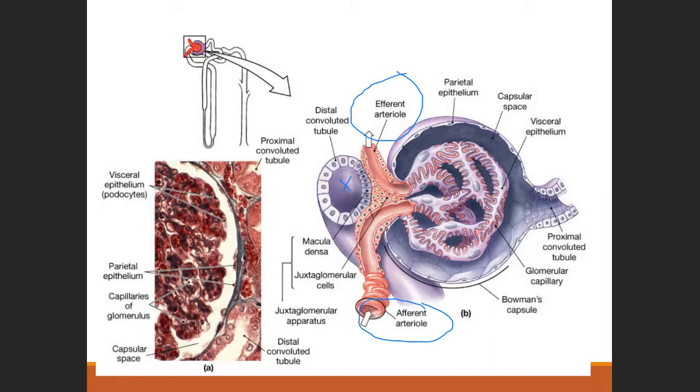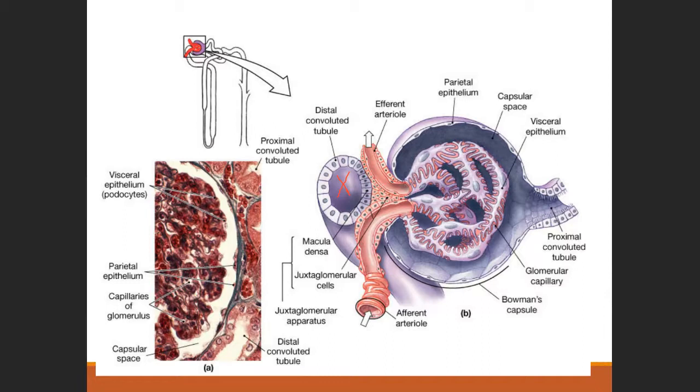This anatomical orientation becomes extremely important when we look at regulation of filtration rate. One of the ways we will talk about regulating filtration rate is through a process called tubular feedback, where basically we look at the concentration of some solutes in the distal convoluted tubule and use those relative amounts to infer information about the filtration rate.